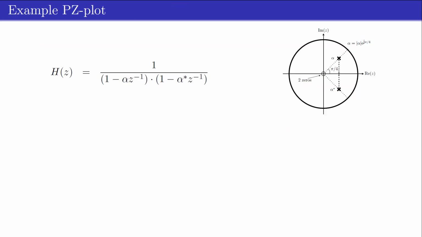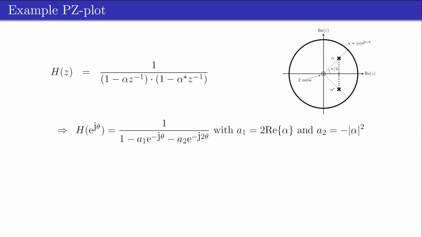The pole-zero plot of a second order system H(z) with two complex conjugated poles at z is α and z is α*, and two zeros at z is 0, is depicted in the figure. In this example, we vary the absolute value of the parameter α, which is an indication of the distance of the poles to the unit circle. The angle is kept constant and equal to π/4 radians.